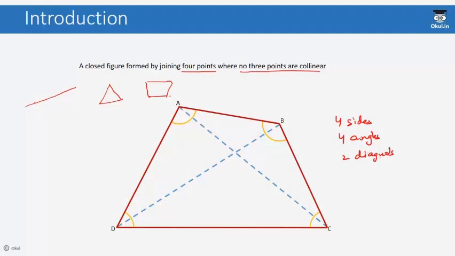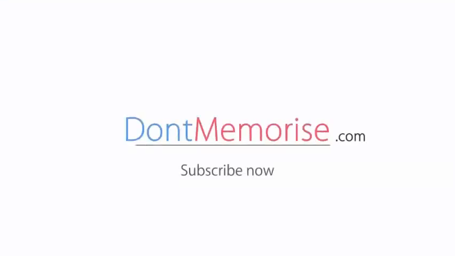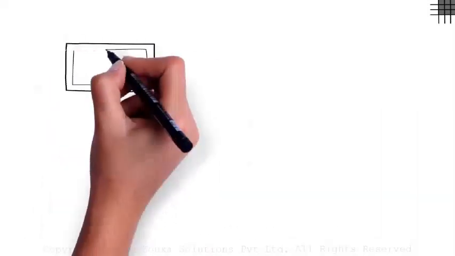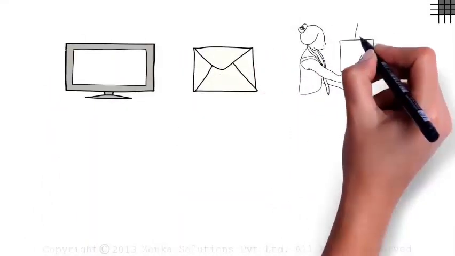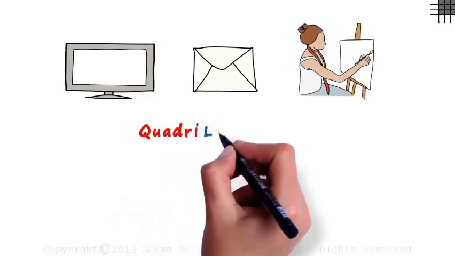A quadrilateral is formed by 4 points when no 3 points are collinear. Therefore, a quadrilateral must have 4 sides, 4 angles and 2 diagonals. A television screen, an envelope or a canvas are all examples of quadrilaterals.